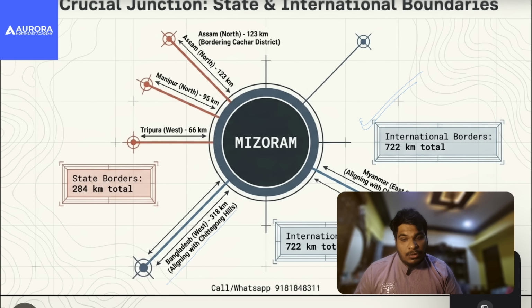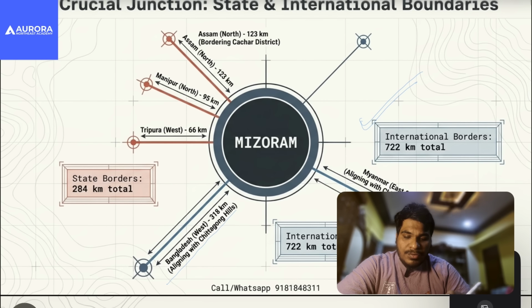Now coming to the state borders, 284 kilometers, but it is subdivided into various states, for example, with Assam, with Manipur, with Tripura, etc. In the north, Mizoram shares border with Assam, which is 123 kilometers, bordering Kachar district. With Manipur, Mizoram shares 95 kilometers. With Tripura, Mizoram shares 66 kilometers, and so on and so forth. I hope you have an idea right now about the bordering areas surrounding Mizoram.